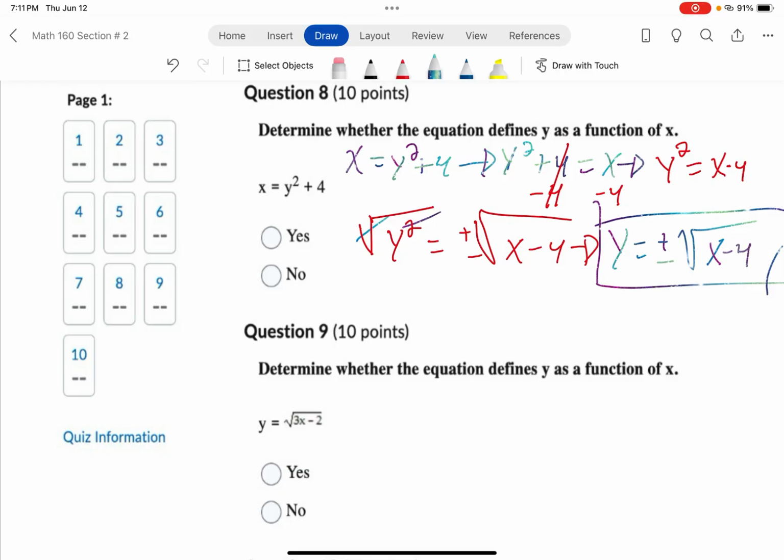Since I have this, I'm saying that I have positive and negative. When I have a positive and negative, this means that I will have two values for y, y1 and y2, where the y1 is with positive, let me say with positive, and the y2 will be, for example, with negative.